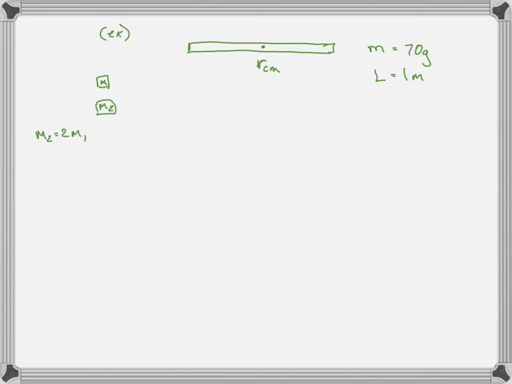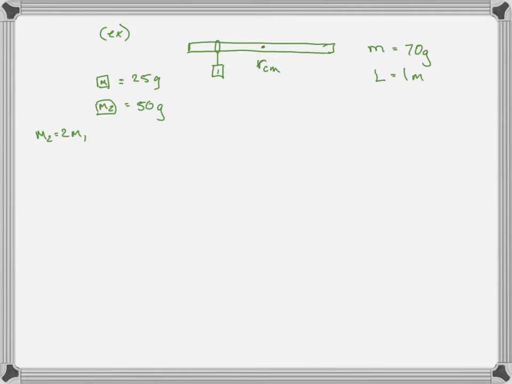So we are just going to make a rigid system. Let's say that m1 has a mass of 25 grams and m2 has a mass of 50 grams. And let's place them on the meter stick. Imagine I tie a string to the meter stick and I hang m1 right here.